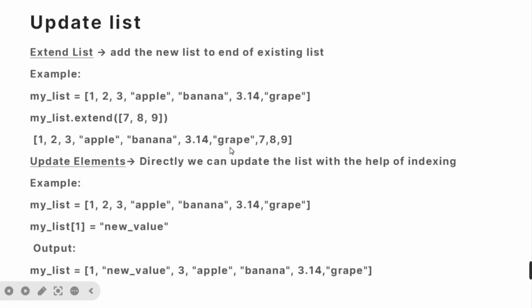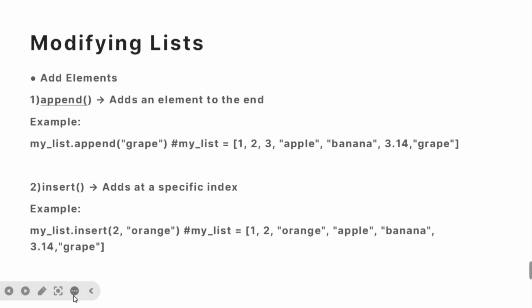Next, the insert method will add a particular element at a specific index. For example, my_list is the list name, dot insert, inserting the orange element at the second index. In my_list the indexes are 0, 1, 2. So instead of apple, it will insert the orange at the second index. It will not replace the apple with the orange, it will add this new element at the second index.